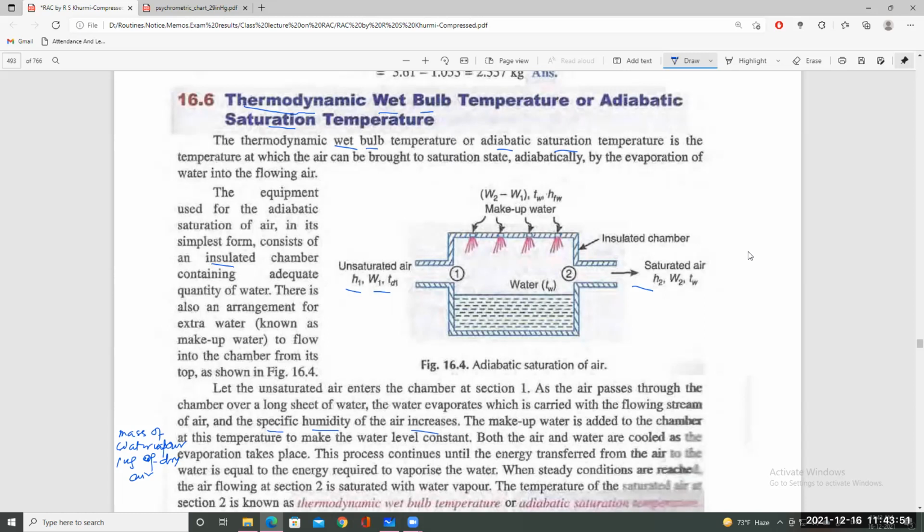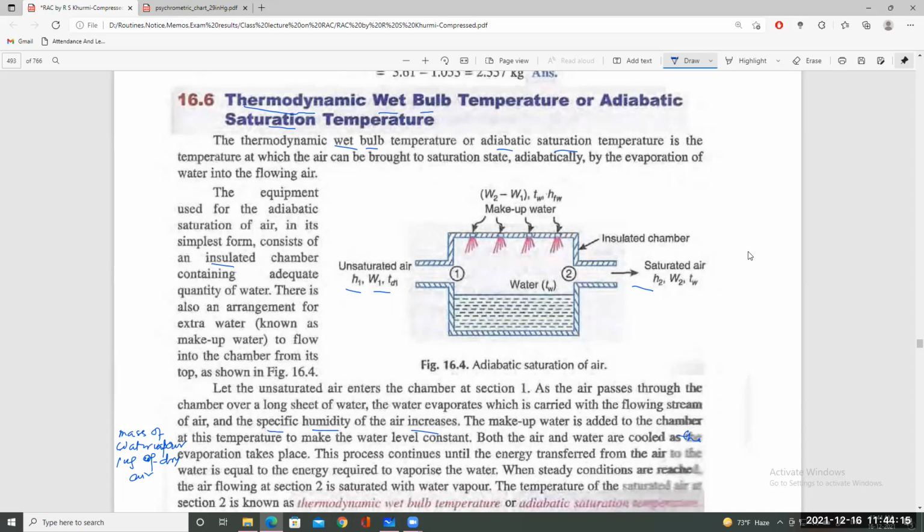But both the water level are to be cooled to a certain extent as the evaporation takes place. This process continues until the energy transfer from the air to the water is equal to the energy required to vaporize the water. So equilibrium takes place when the energy transferred from air to the water is equal to the energy required to vaporize the water.